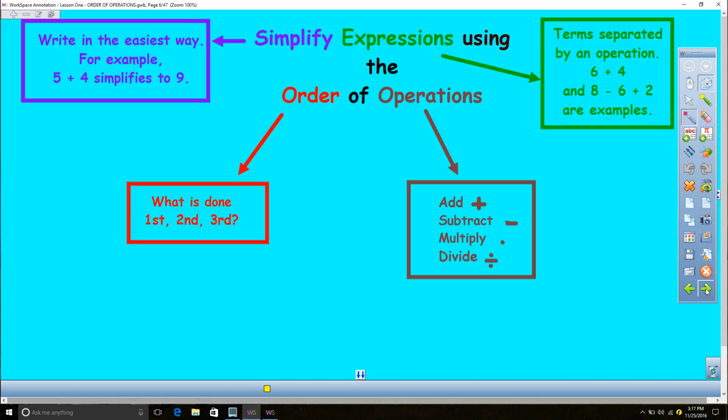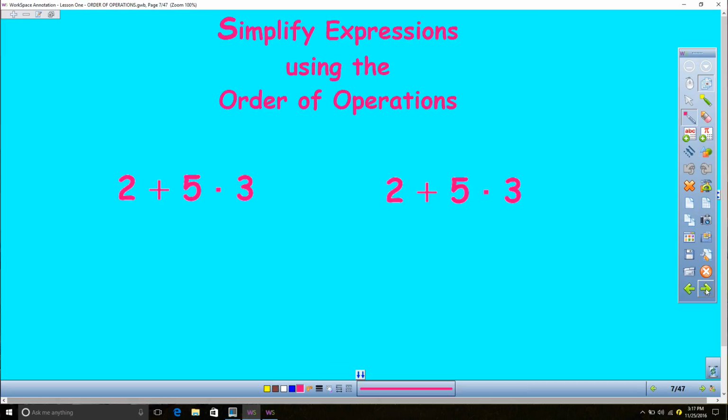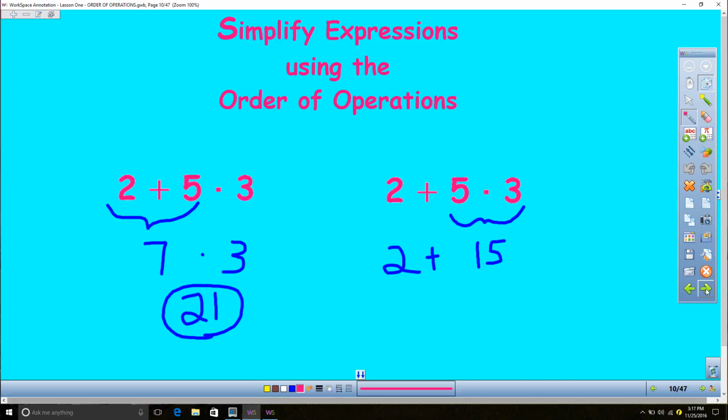In other words, by looking at the expression and deciding which operation should be done first, which operation should be done second, and so on. Why is this necessary? Well, notice on the left here, someone might look at this expression and decide to add the 2 and the 5 and get 7, and then multiply by 3 and get 21. On the right, someone else might say, I'm going to multiply the 5 times the 3 first and get 15, and then add the 2. So notice I have two expressions that look exactly alike, and I've done all the calculations correctly, yet I've come up with two different answers because I did the operations in a different order.